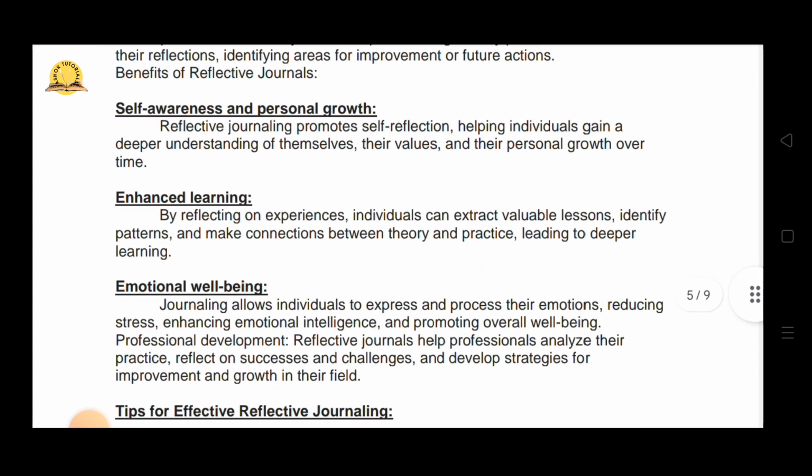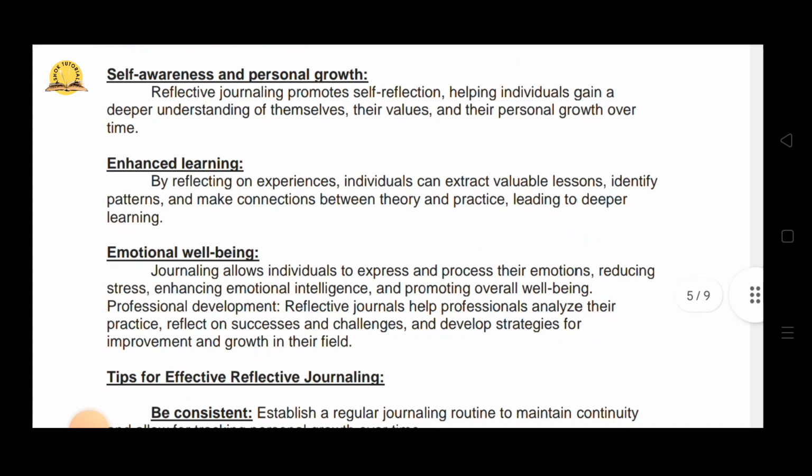Now, self-awareness and personal growth. I feel it is very surprising when it comes to self-awareness and personal growth, because people are not interested in themselves, they are interested in others. They will not see the way they are dressing, but they will point the finger at others, right? This is a very simple example. So see, self-awareness and personal growth. Reflective journaling promotes self-reflection, helping individuals gain a deeper understanding of themselves, their values, and their personal growth over time.